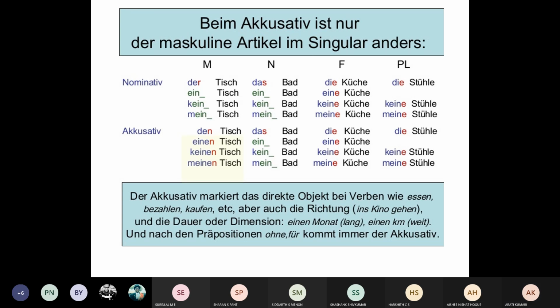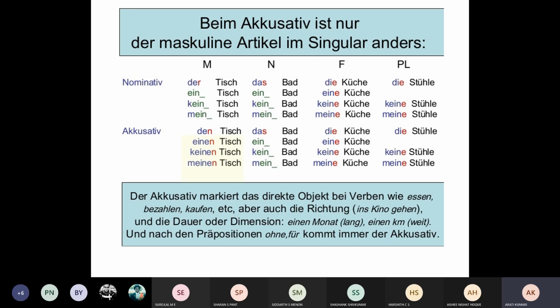Ein Tisch, kein Tisch, mein Tisch. Then das Bad, neutrum: ein Bad, kein Bad, mein Bad. Then feminine: die Küche, eine Küche, meine Küche. Then plural: die Stühle, keine Stühle, meine Stühle.